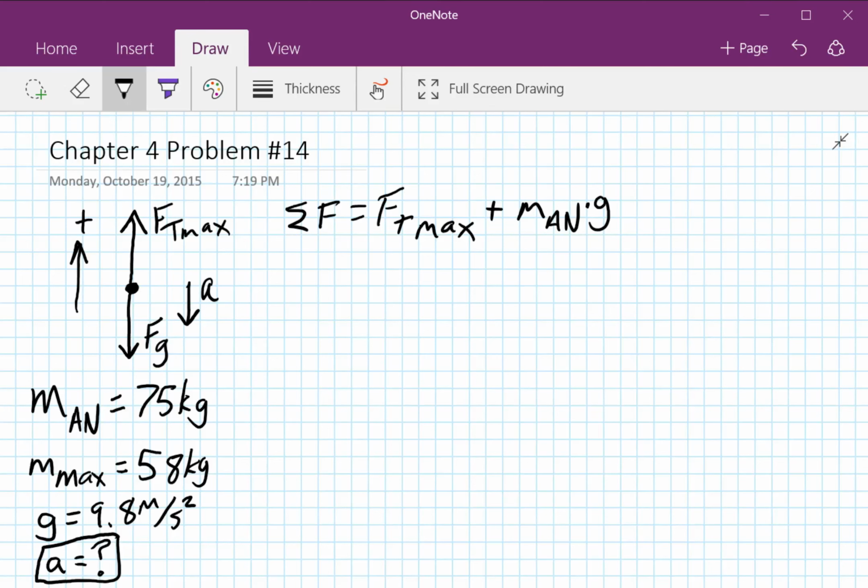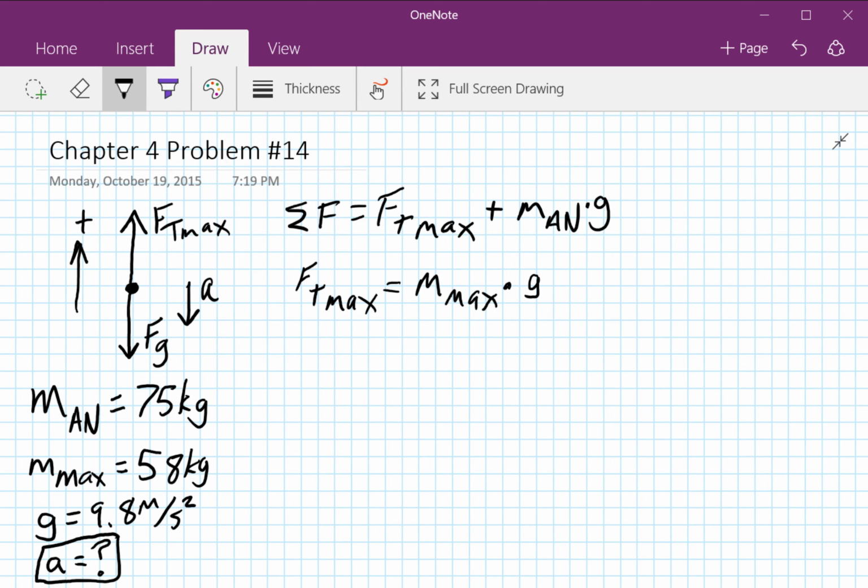So before you can do that, you need to figure out, well, what is the maximum force of tension? Well, the maximum force of tension would be the weight of the 58 kilogram person. Okay, so we can really just say Ft max would equal the maximum mass times G.